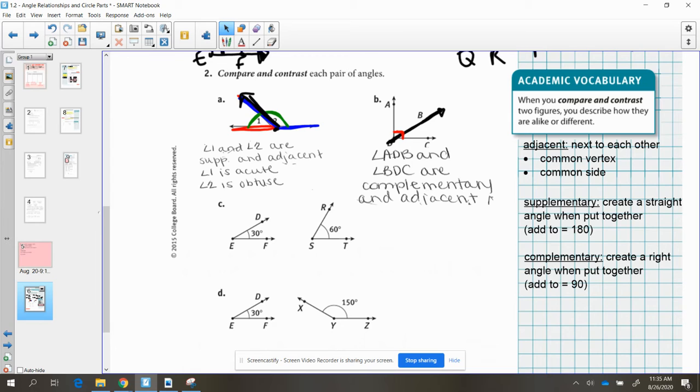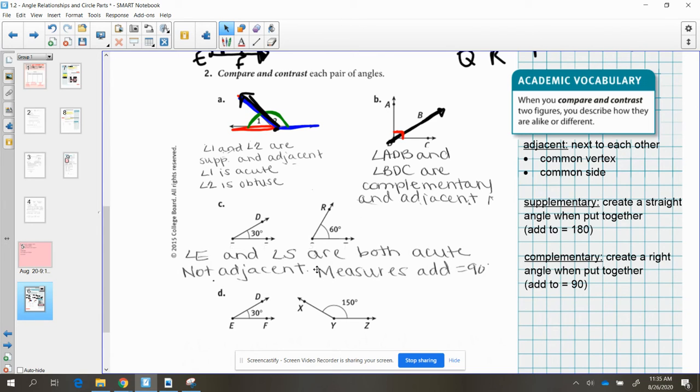Now, letter C, you're going to notice these are not adjacent to each other. They do not share a vertex or a ray. They're both acute because they measure less than 90 degrees, and they're still going to be complementary because their measures add up to equal 90 degrees. So they can still be complementary even though they are not adjacent.